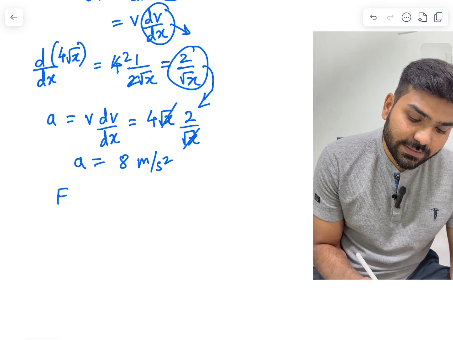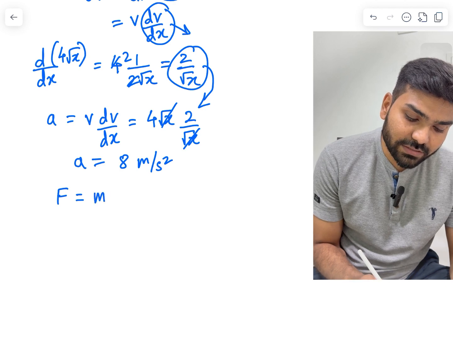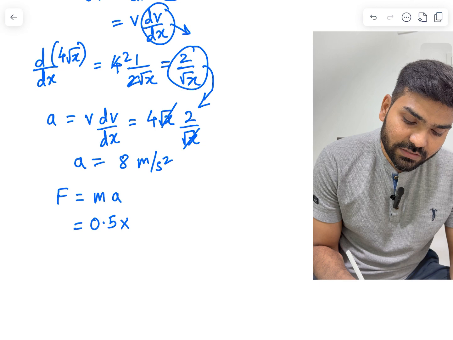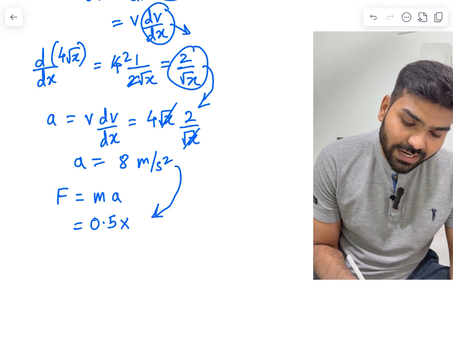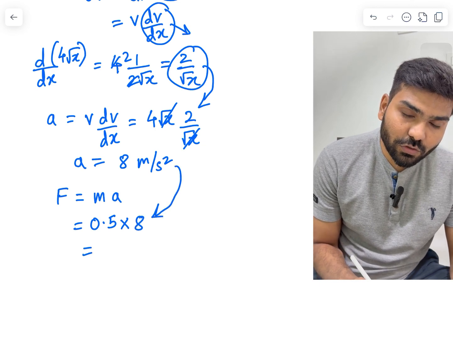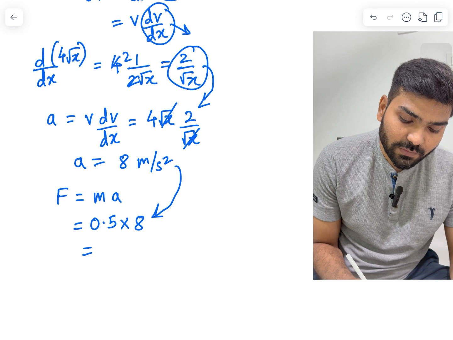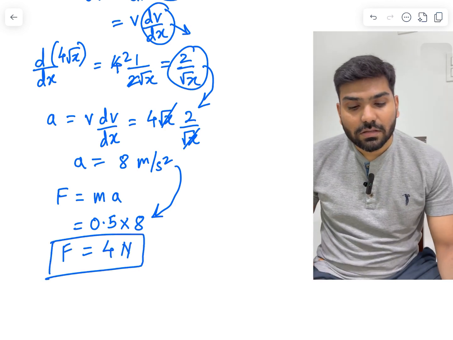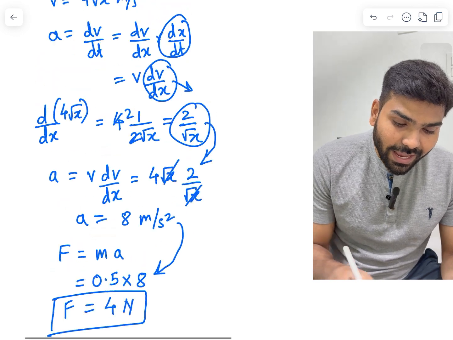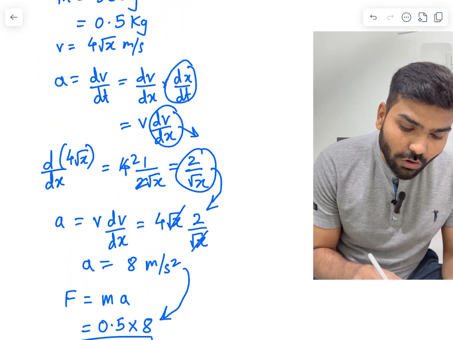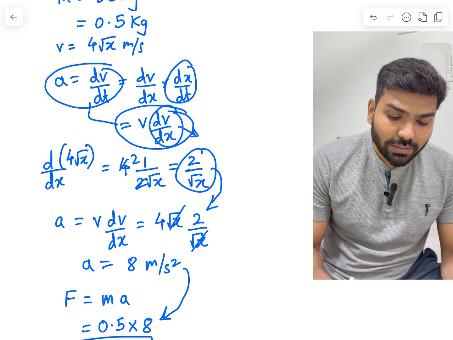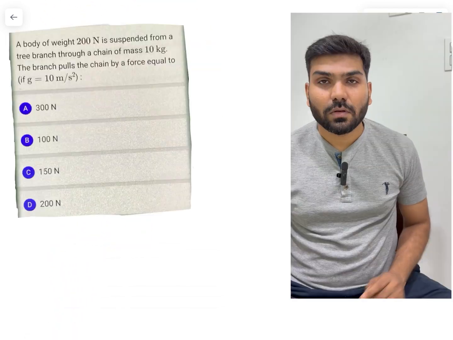So force is mass into acceleration. Mass was given in the question itself, which is 0.5 kg, and acceleration we have calculated here, which is 8 meter per second square. So 8 into 0.5, which is 8 ka half, which comes out to be 4 Newton. So this is the answer. Here the main concept was acceleration is dv by dt, or we can write it as v into dv by dx. So let us move to next question.